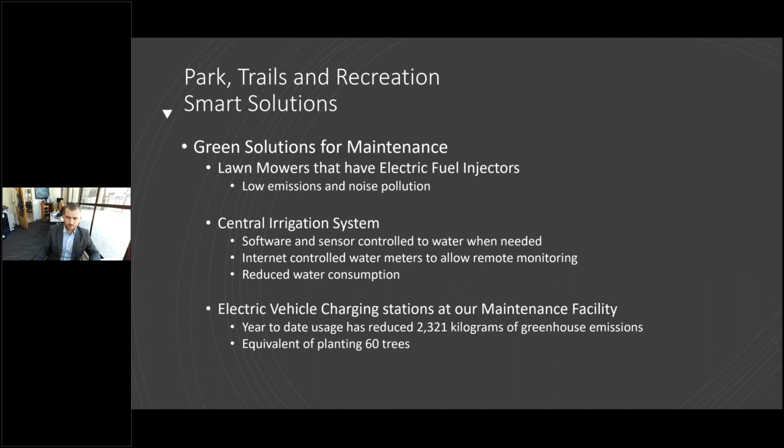We've installed electric vehicle charging stations at our maintenance center. We can measure that. We know that this is the direction of many of the transportation vehicles that are going.